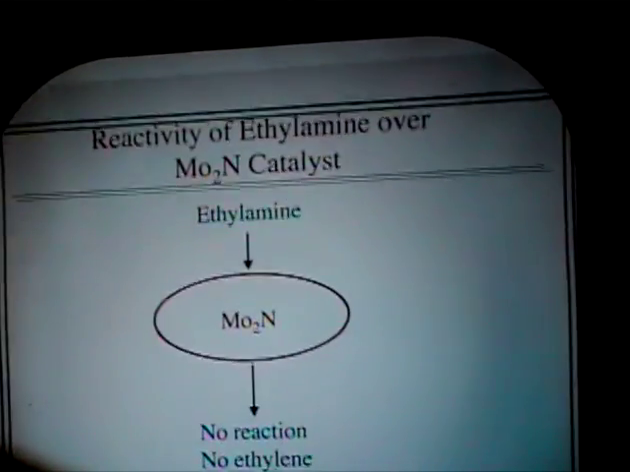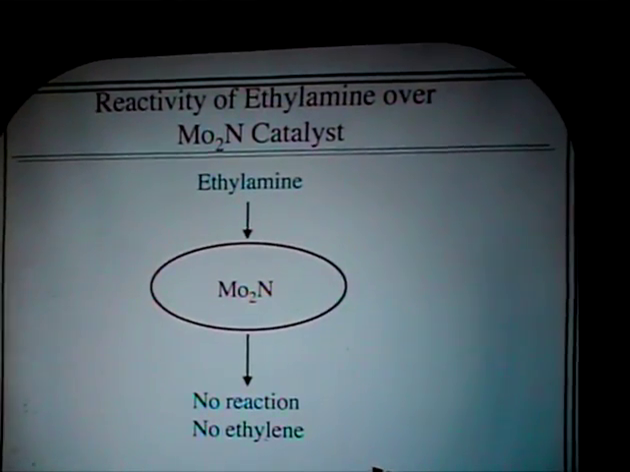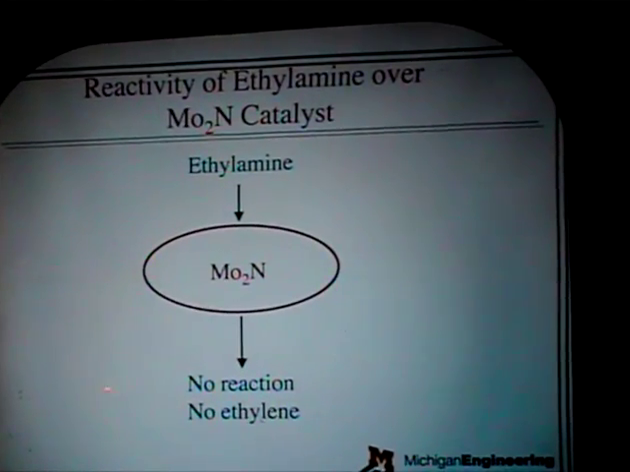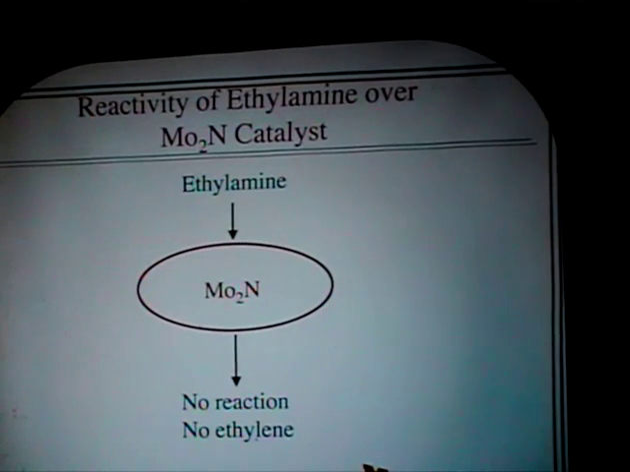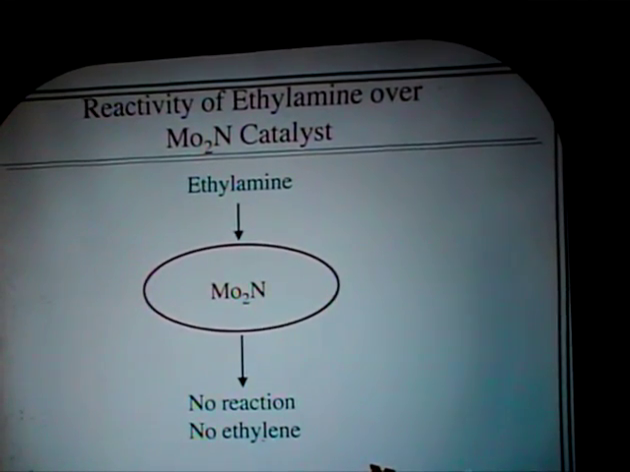Now coming to the decomposition of ethylamine over molybdenum, we have used a 2% mixture of ethylamine and the balance hydrogen. We have passed that mixture on molybdenum, and there was no reaction and no ethylene was found. So we can say this ethylamine is quite stable over the molybdenum catalyst.